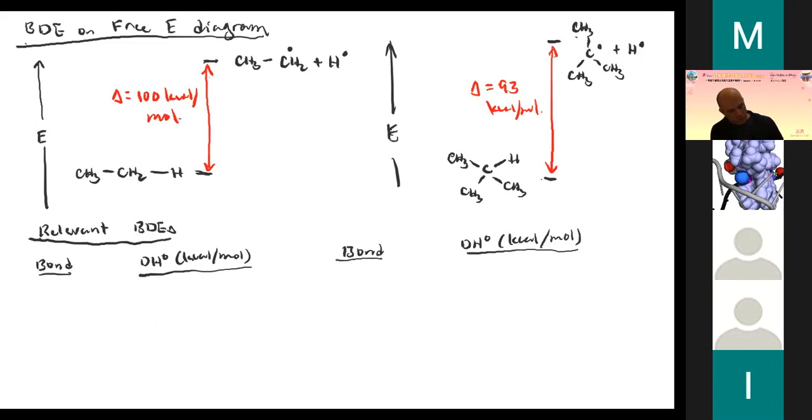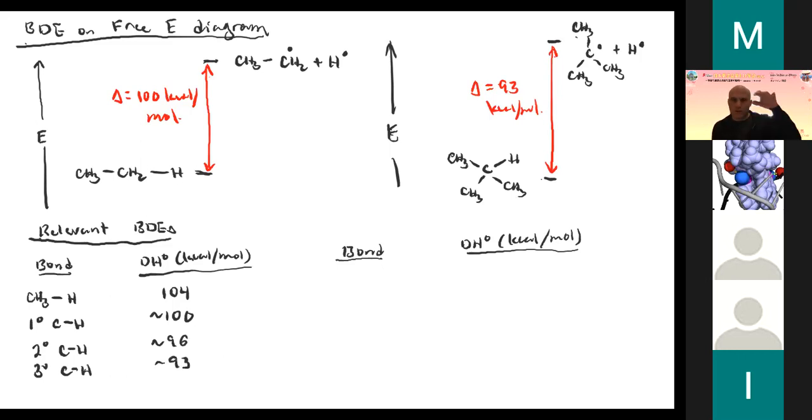Okay, so we said that for methane, the BDE is about 104 kcal per mole. For something like ethane, where you generate a primary radical, I'm going to generalize this by saying primary CH is about 100, secondary CH is about 96, and tertiary is about 93. And I'm using the approximate sign because we're not talking about specific molecules. We're just drawing generalizations.